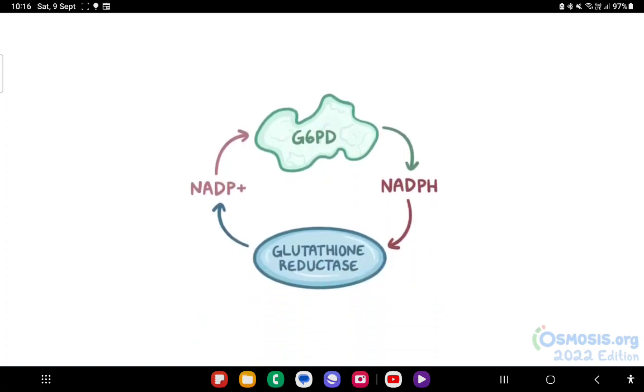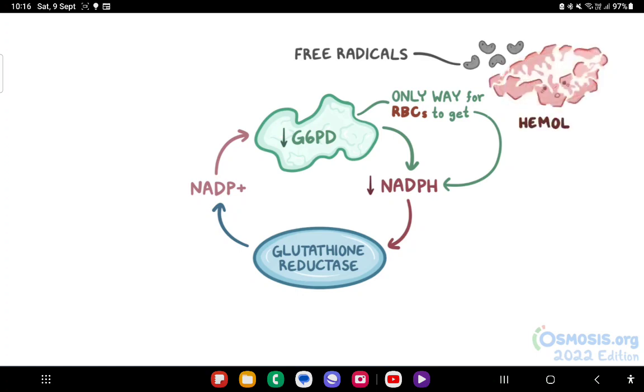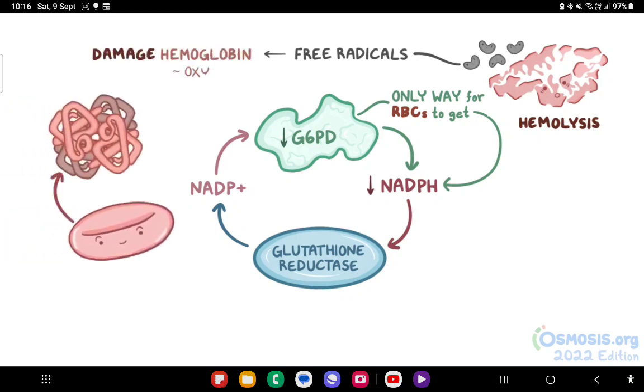Okay, so now low levels of G6PD cause low levels of NADPH, leading to low levels of reduced glutathione. Now, G6PD is the only way for red blood cells to get NADPH, so they are especially susceptible to damage caused by free radicals. When these build up, it causes the cell membrane to become unstable, causing their lysis, or hemolysis. Free radicals can also directly damage hemoglobin molecules, which are the oxygen-carrying proteins in red blood cells. These damaged proteins precipitate inside the cell and are called Heinz bodies.